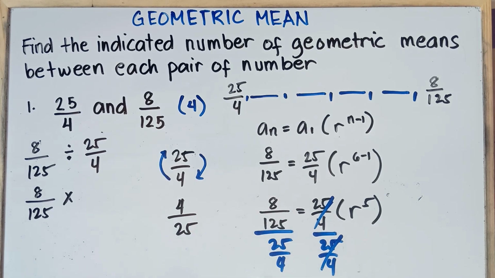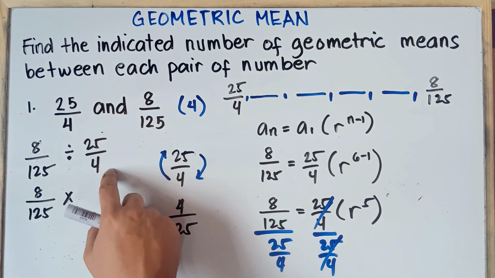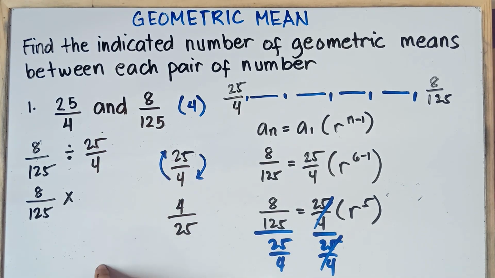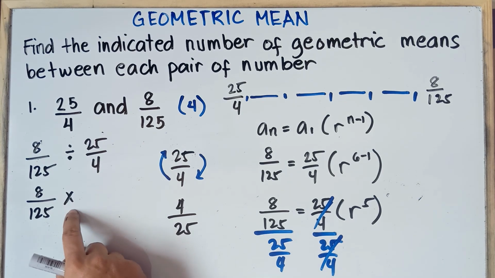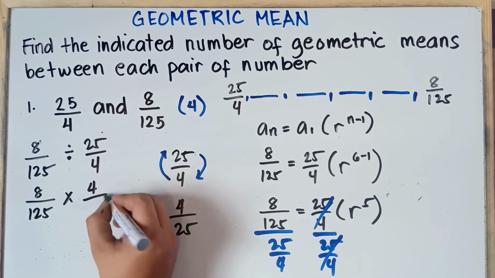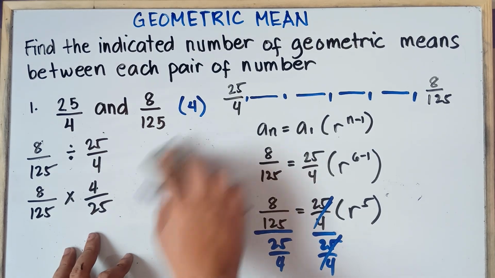So once again, dividing fractions, you cannot divide the fractions directly. You need to get the reciprocal of the divisor, then you proceed to multiplication. So instead of division, we proceed to multiplication. The reciprocal of 25 over 4 would be 4 over 25. Alright, and then simply multiply, class.